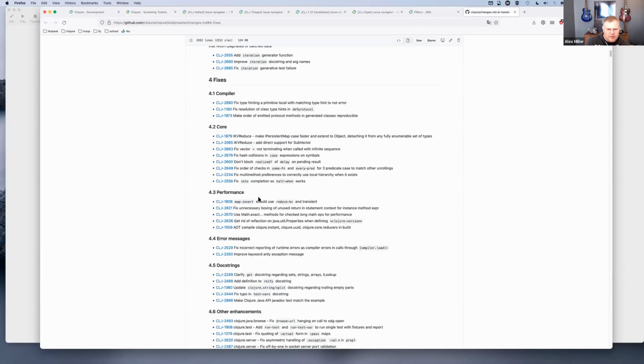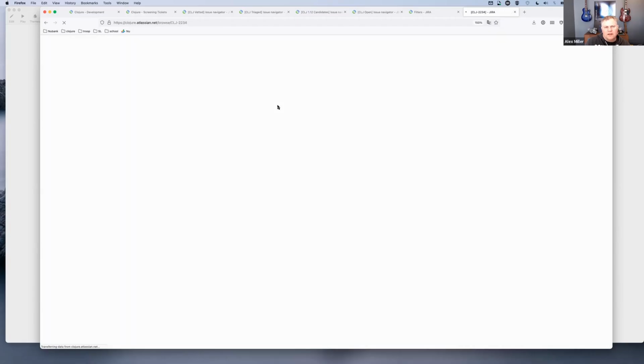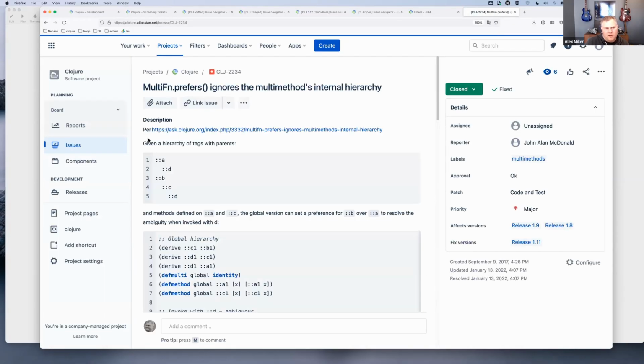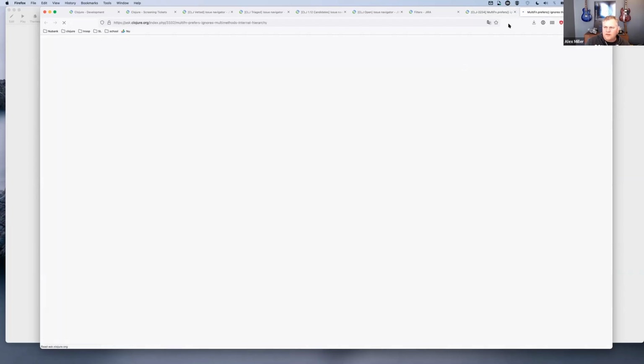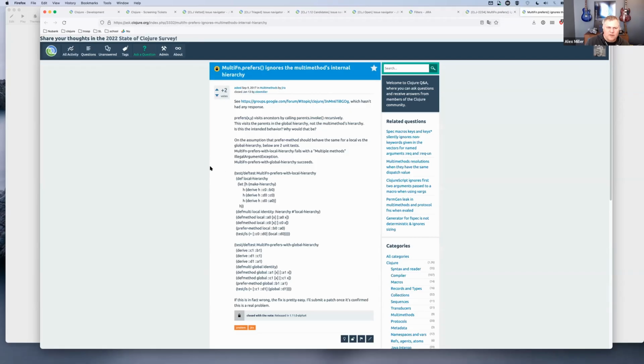This ticket is one I worked on a lot. And this one, it might be instructive to actually go look at. So the original thing, it actually came in through Jira, I think, not through AskClojure. This is a user reporting a problem and identifying what they believe is the solution.